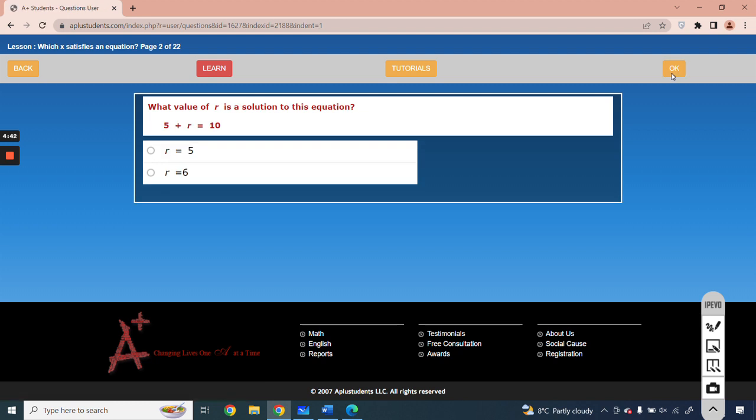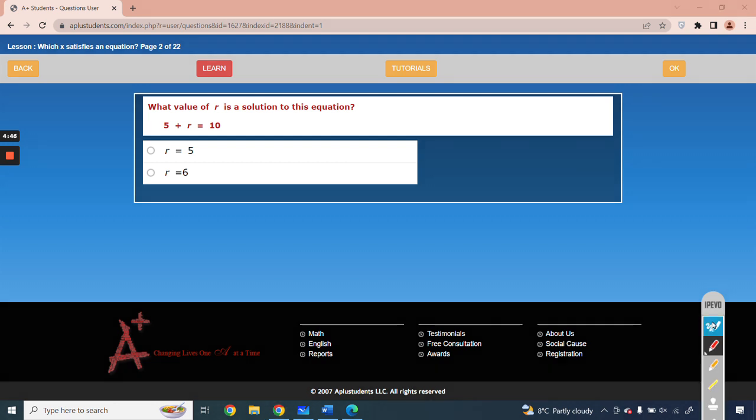Okay, the next one is, what value of r is the solution of the equation? You have to find a number that when added to 5 makes 10. It is easy. We know that 5 plus 5 makes 10. That means the value of r is 5. When 5 is added to 5 it makes 10. So it is r equals 5. The correct option is option number 1, r equals 5.